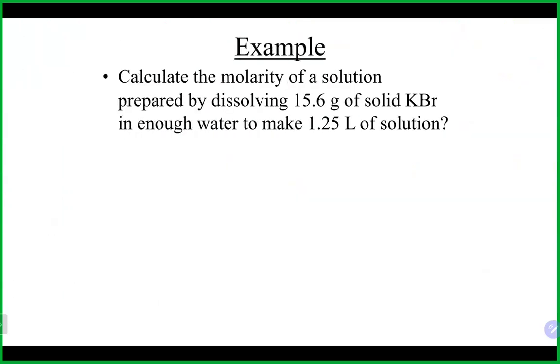So let's try one here. Calculate the molarity of a solution that's prepared by 15.6 grams of solid KBr and enough water to make a 1.25 liter solution. Potassium is 39.10 there on the periodic table, and Br is 79.90. All right, take a few moments, see what you come up with here.